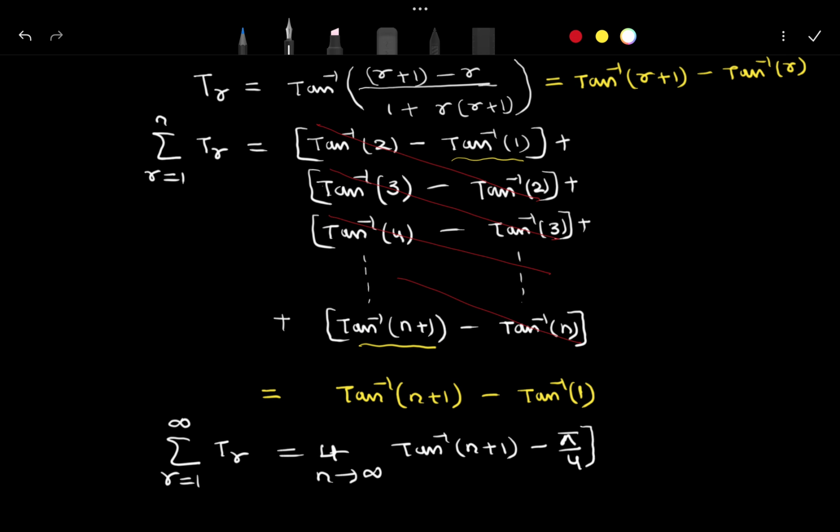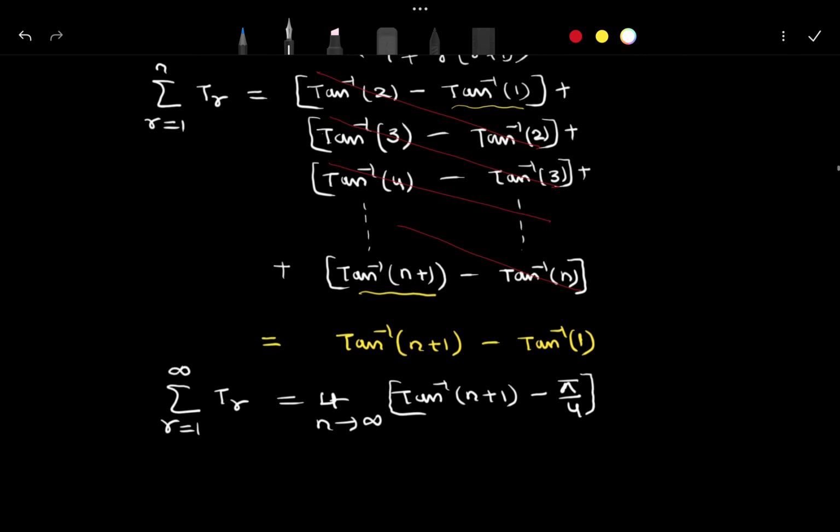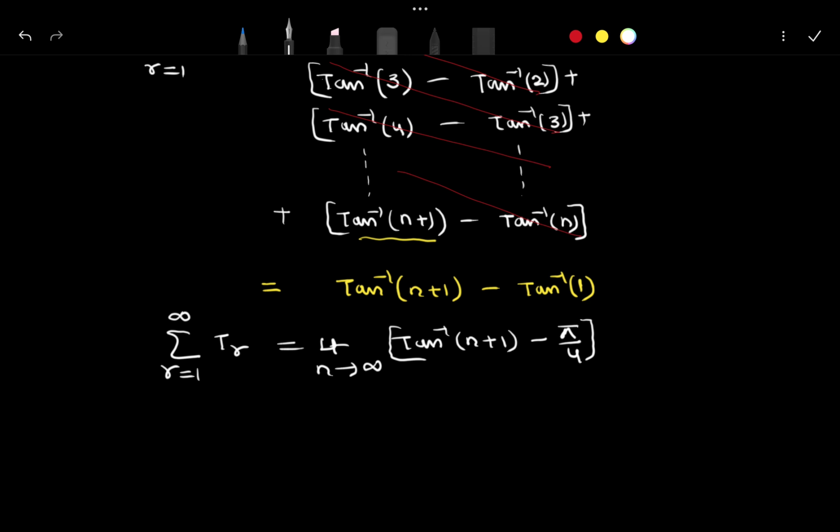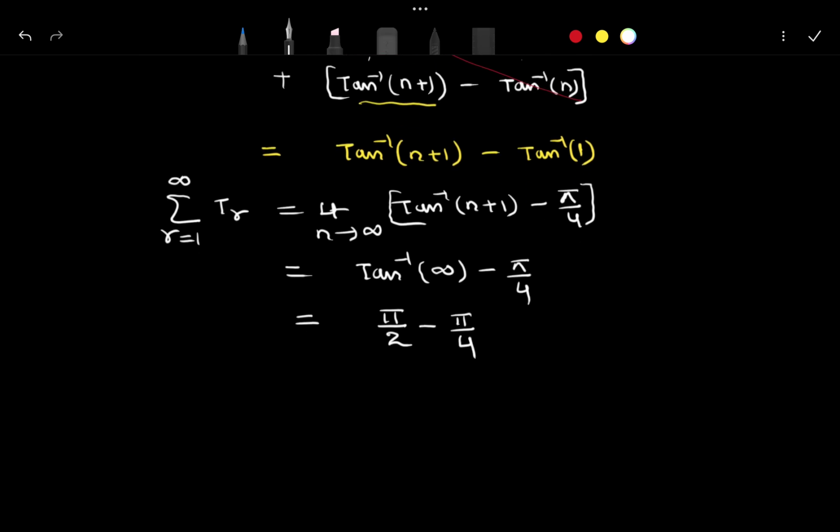I hope everyone is clear on this one. Now in this one, n is the variable. So put n equals infinity in that. It becomes tan inverse of infinity plus 1, which is infinity. Tan inverse of infinity minus pi by 4. Tan inverse of infinity will be equal to pi by 2, because tan of pi by 2 is infinity. Pi by 2 minus pi by 4 will be equal to pi by 4. So your right answer will be pi by 4.